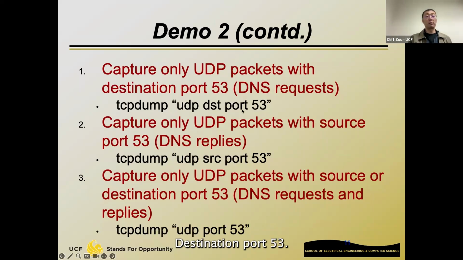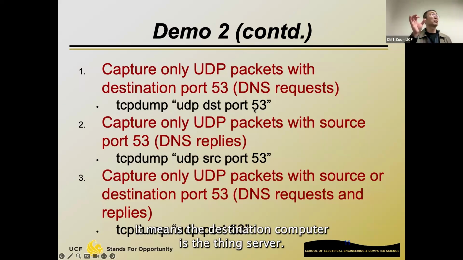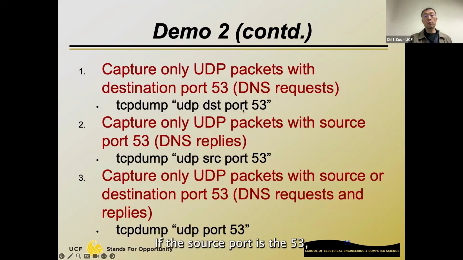Destination port 53 means the destination computer is the DNS server. If the source port is 53, that means the source IP address is the server. So you use the port number, whether in the source or the destination, to determine whether the packet is coming from the server or going to the server.